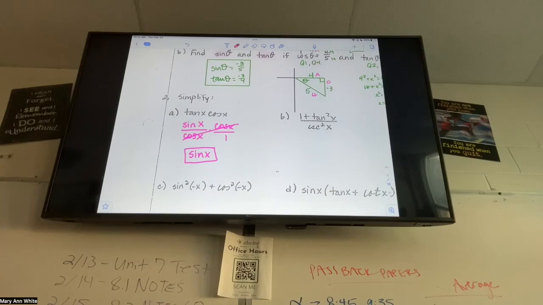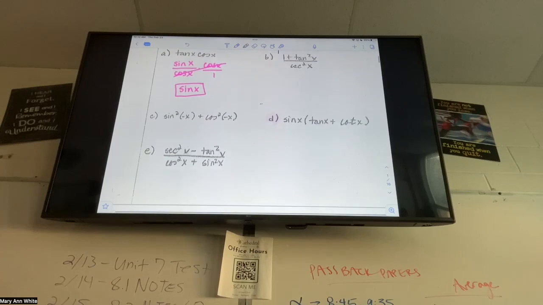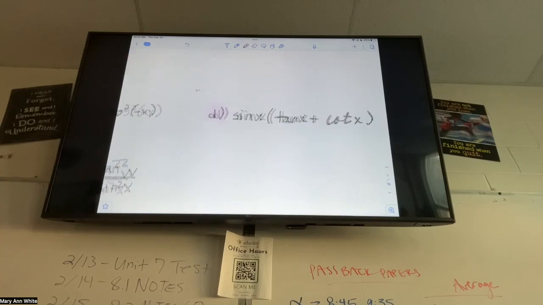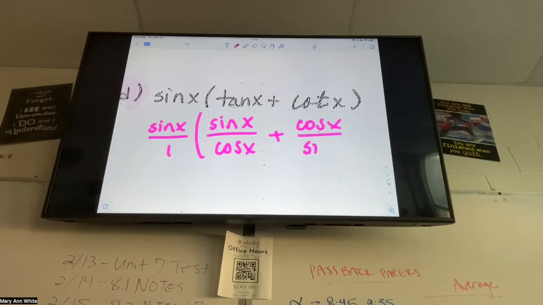Cool. Let's actually skip down to letter D. I'm going to do letter D next. We're going to do the same thing. Can we rewrite that in terms of sine, cosine, and so on? Good. I'm going to make sine x be sine over 1. Tangent x is going to become sine x over cosine x. We just talked about that, right? And then cotangent on our identity sheet, we know that is cosine over sine. All I did was rewrite tan x as sine over cosine. I rewrote cotangent as cosine over sine.